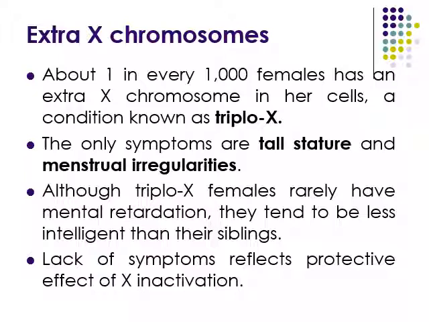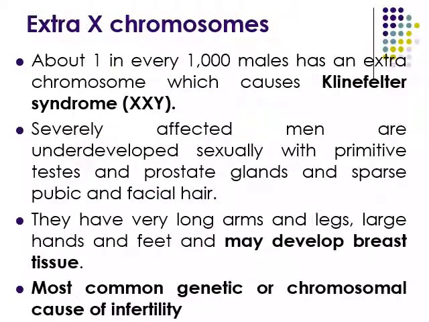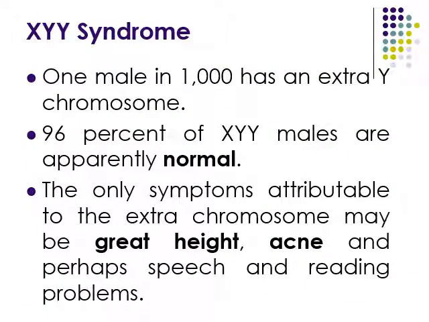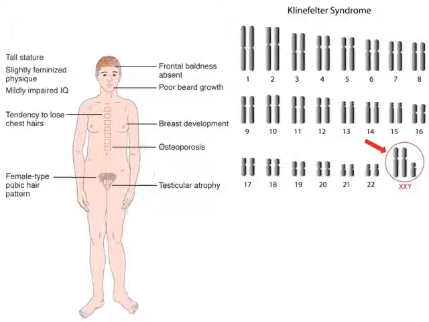So, extra X chromosome, also known as triple X, tall stature and menstrual irregularities. So, about 1 in every 1,000 males has an extra chromosome, which causes Klinefelter syndrome. So, they may develop breast tissue, and it is the most common genetic or chromosomal cause of infertility. XYY syndrome, 96% of XYY males are apparently normal. The only symptoms attributable to the extra chromosome may be great height and acne. Yan yun.